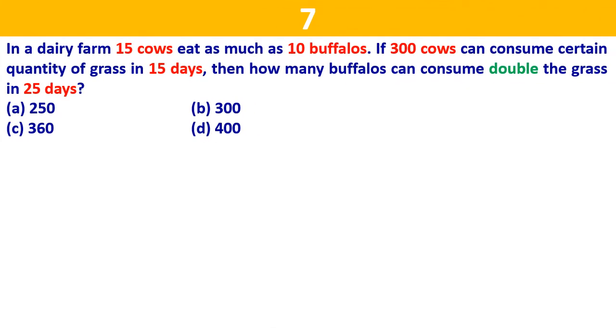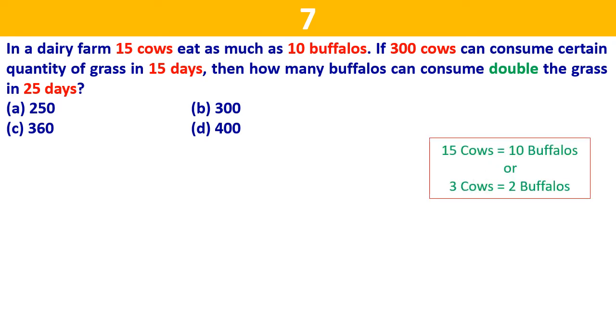Problem number 7. In a dairy farm, 15 cows eat as much as 10 buffaloes. If 300 cows can consume a certain quantity of grass in 15 days, then how many buffaloes can consume double the grass in 25 days? Now in this question, it is clearly mentioned that 15 cows eat as much as 10 buffaloes. So eating capacity wise, 15 cows are equal to 10 buffaloes. So we can write like this: 15 cows are equivalent to 10 buffaloes, or 3 cows are equivalent to 2 buffaloes.